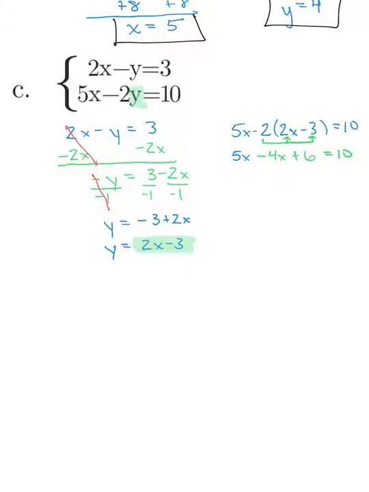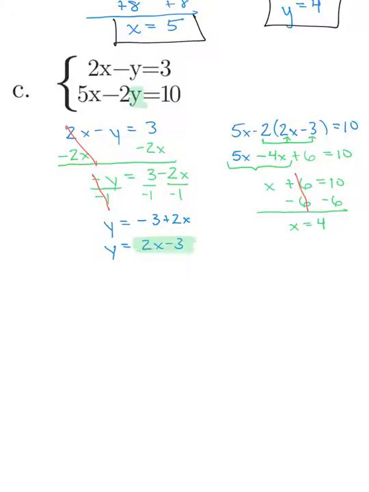From here, we can combine like terms. We get 5x minus 4x is x, plus 6 equals 10. And if we subtract 6 from both sides, we are left with x equals 4. Okay, so we are done with finding x. The last thing we need to do is find y.